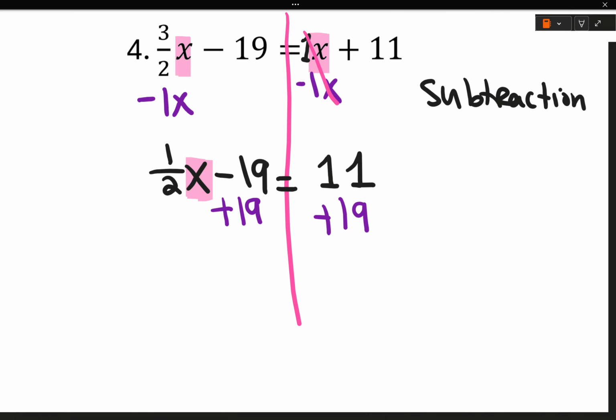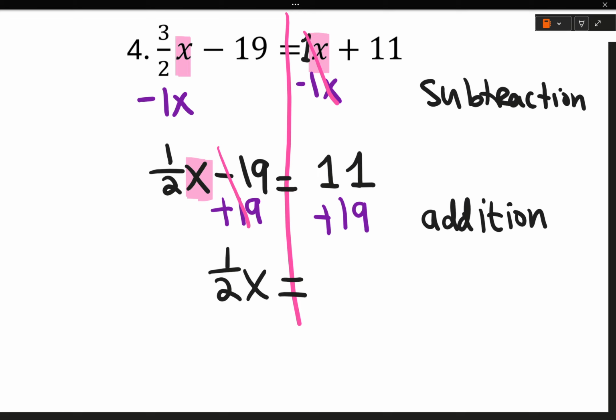Still unwrapping that present, let's get x by itself by next adding 19. We're adding 19 to undo the subtraction. On the left side, negative 19 plus 19 is 0. That's why we added. We're left with 1/2 x. On the right side, 11 plus 19 is 30.